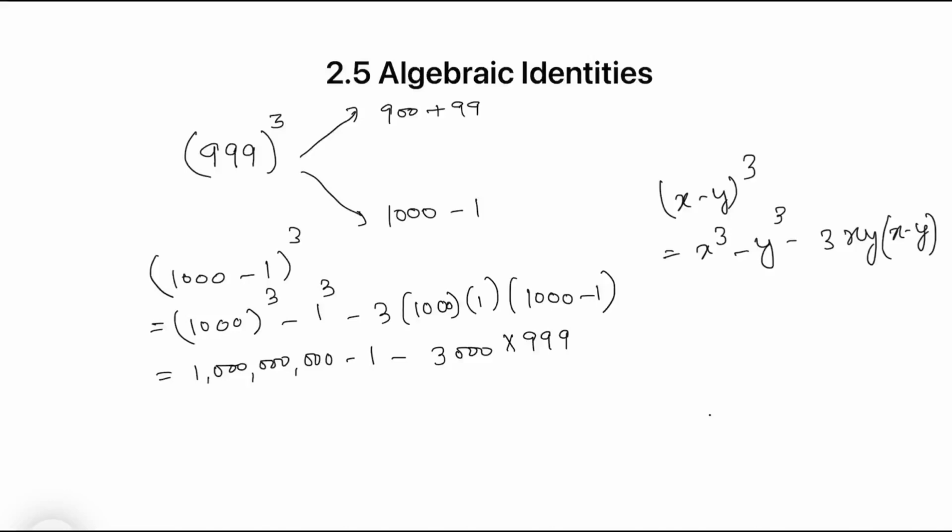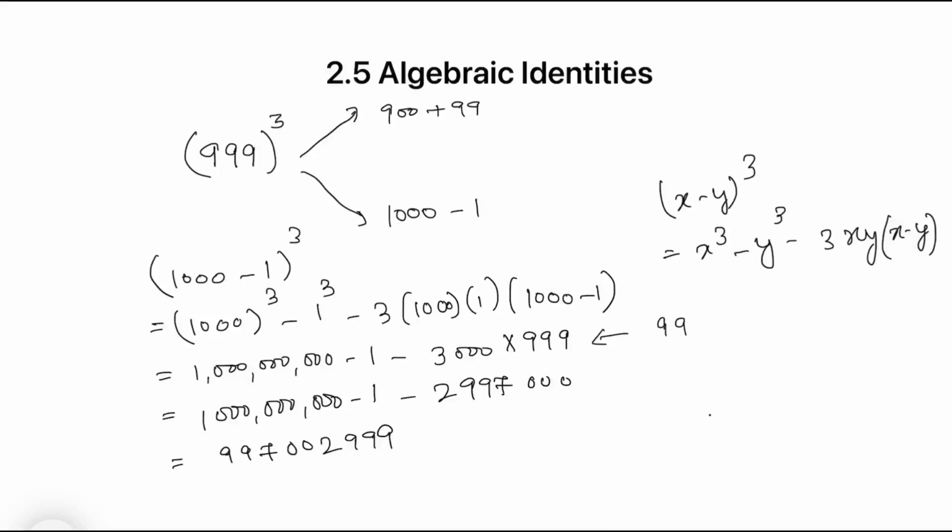So here you just have to calculate 999 into 3. So you get this large number minus 1 minus 2,997,000, and the result is 997,002,999.